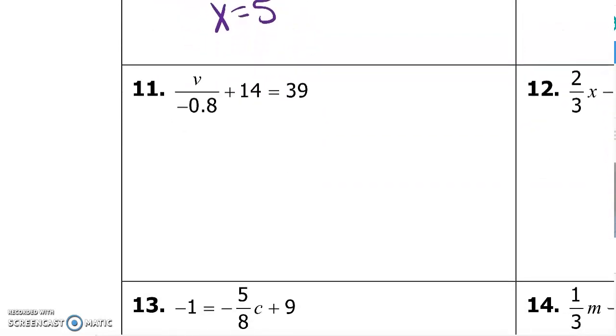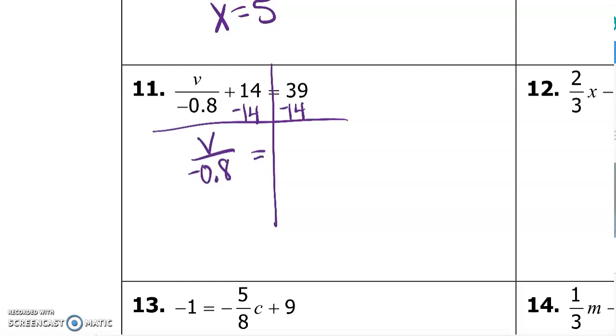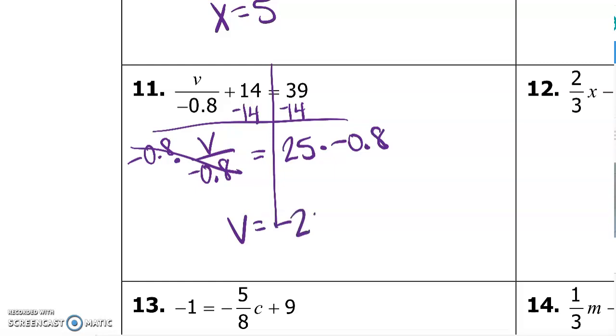Number 11, again, what do we need to get rid of? The negative 0.8 and the 14. We need to get rid of the 14 first. So minus 14 from both sides. V over negative 0.8 equals 25. Then we need to multiply by negative 0.8. Over again means divide, so to undo divide, you have to multiply. So that should give us V equals negative 20.